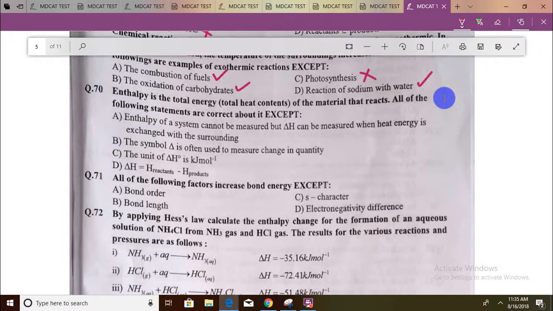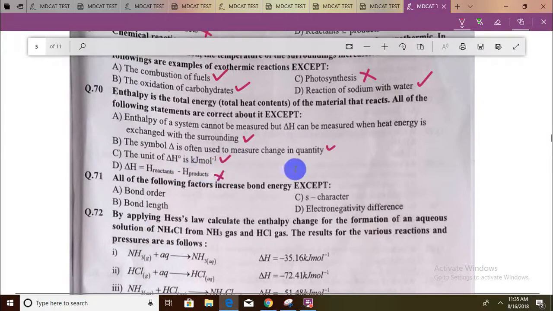Enthalpy is the total energy of the material that react, and all of the following statements are correct except: enthalpy of a system is not measurable, but delta H can be measured when heat energy is exchanged. This is correct. Symbol delta is often used to measure a change. Yes. The unit of delta H is kilojoules per mole. Yes. This is wrong. It's actually the opposite.